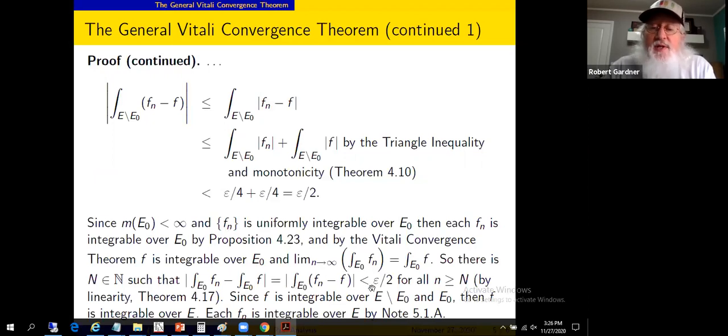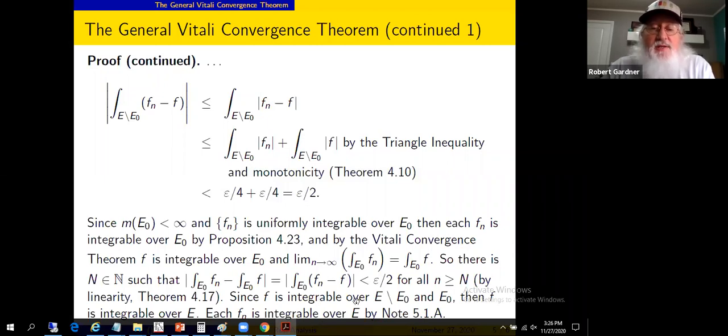We observed f was integrable over E set minus E sub 0 on the previous slide. F is integrable over E sub 0 is observed here. Additivity will give you integrable over set E. So it's integrable over two pieces of set E. It's integrable over set E.